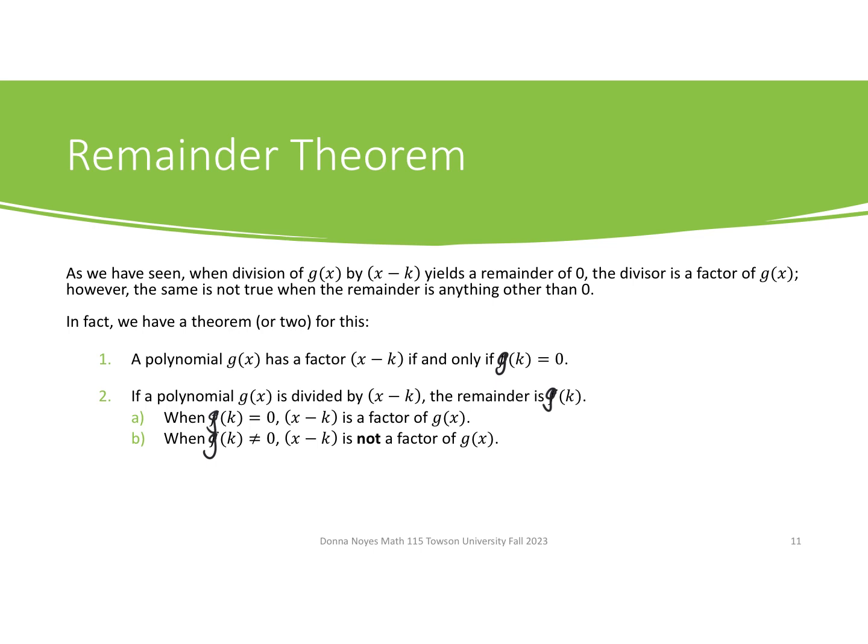Number 2 says if a polynomial g of x is divided by x minus k, the remainder is g of k. When g of k is 0, x minus k is a factor. When g of k is not equal to 0, x minus k is not a factor. So that one sounds a little different, but we can actually put this to use pretty easily. Let's see it on the next couple of examples.